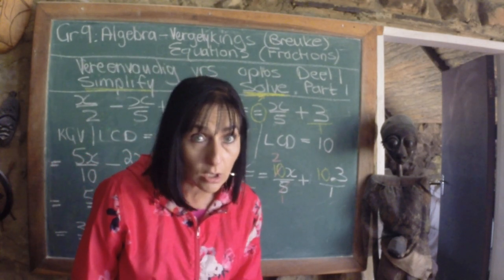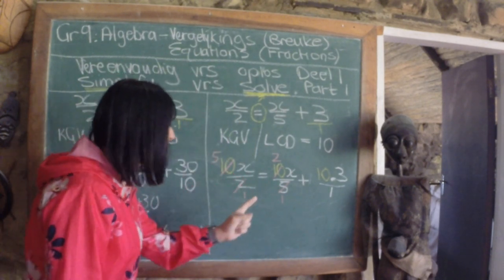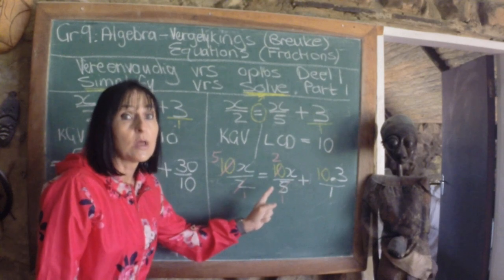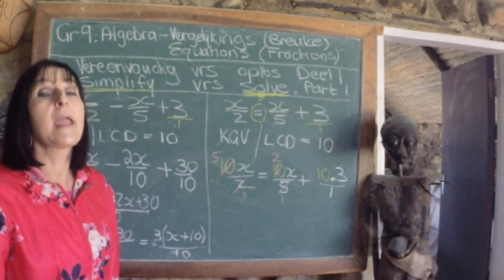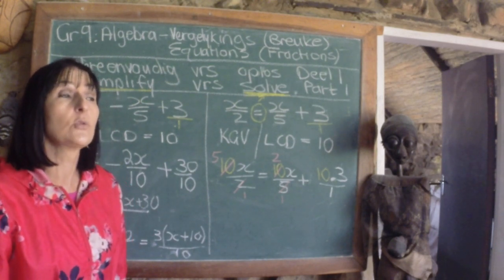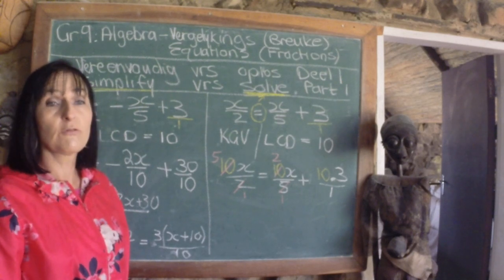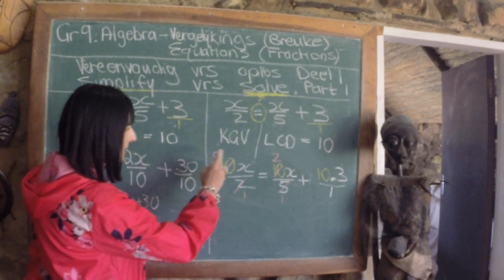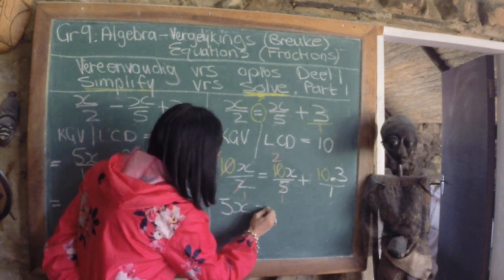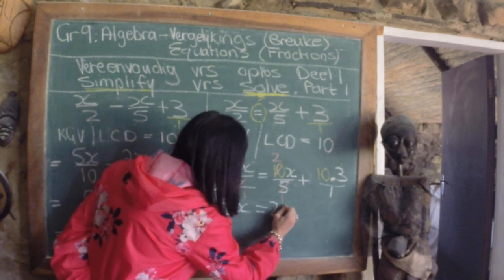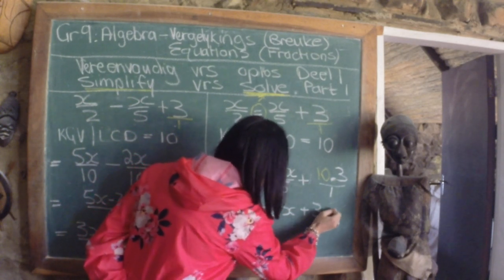Hoekom kan ek dit doen, graad 9's? Only one reason, because there's an equals to. This one's got an equals to, hy is gelyk aan, en dan alleen mag ek dwars deur gaan maal met my KGV om van my breuk ontslae te raak. So wat het ek nou? Ek het 5x is gelyk aan 2x plus 30.